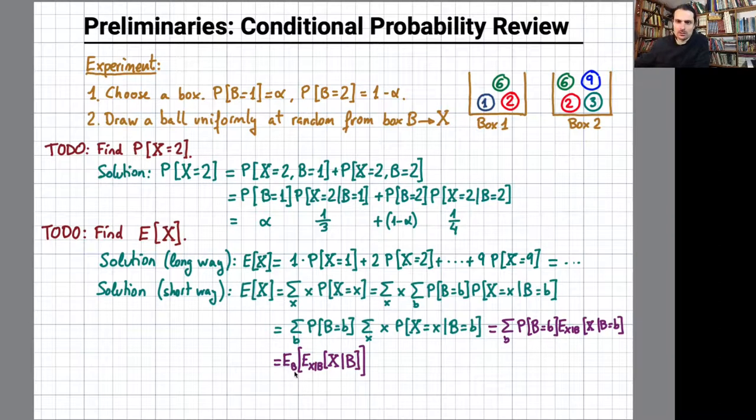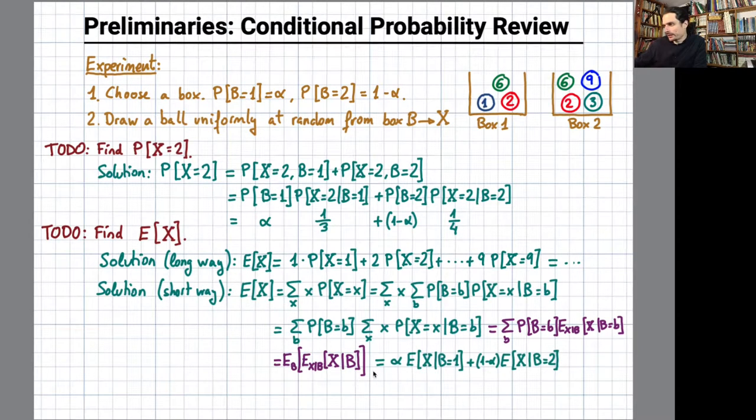Conditional expectations behave in some way as conditional PDFs, right? In the sense that the expectation with respect to one variable of the conditional expectation, given that variable, is the same as the expectation with respect to the joint distribution. We will dig a little bit deeper in subsequent slides.